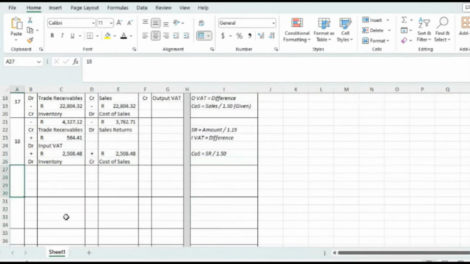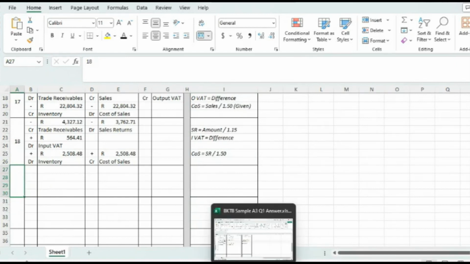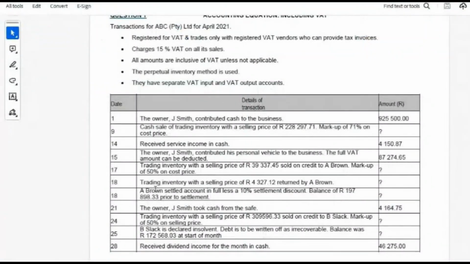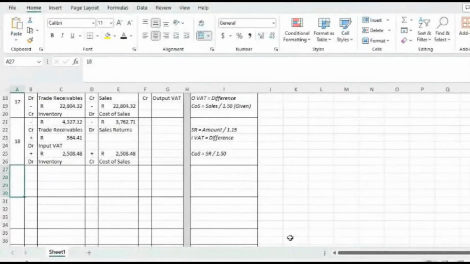Good. Let's go and look at the second transaction that we're having here on the 18th. So now it says that A. Brown settles his account in full, less a 10% settlement discount. And the balance was 197,398.33 prior to settlement. So they say to us, don't have to go and do all the other calculations. This was prior to the settlement. So this is the balance. But now remember, he is getting a 10% settlement discount. So how do we deal with that?